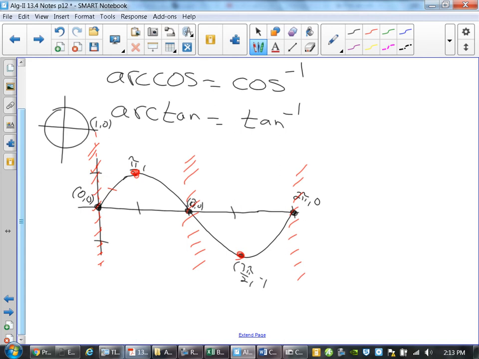30. At pi over 6, you've got a sine value of a half, but what's the reciprocal of 1/2? 2. So the cosecant of pi over 6 would be 2.